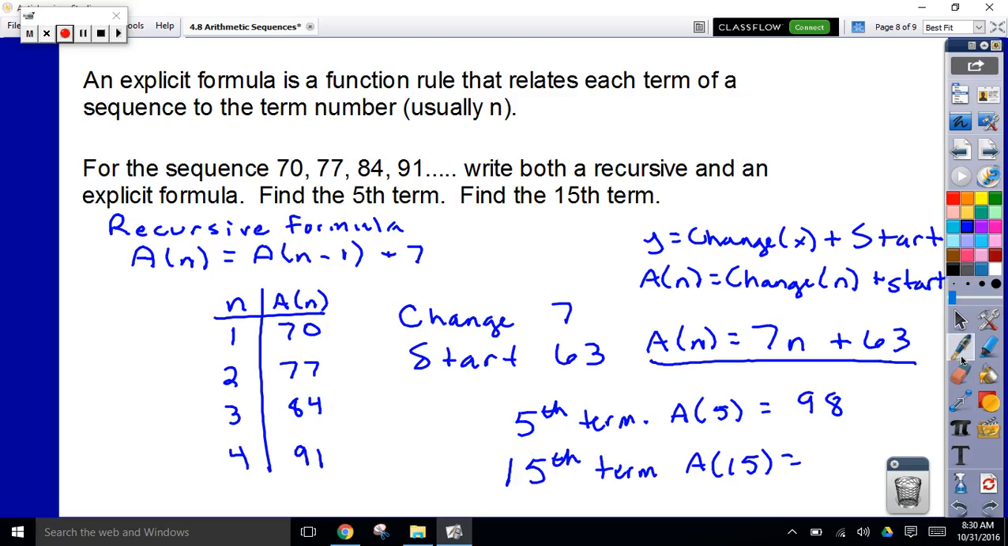Let's see, because you'd have 105 plus 63, yeah, 168. Okay, any questions about this? Okay, the rest is just practicing writing recursive. So if you didn't quite get the recursive from last time, we're going to get a little practice with that.